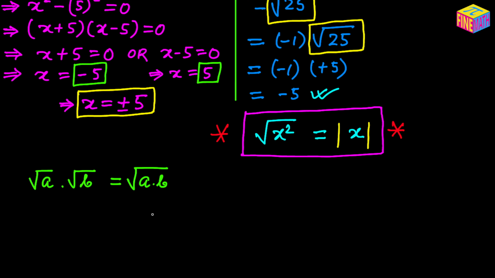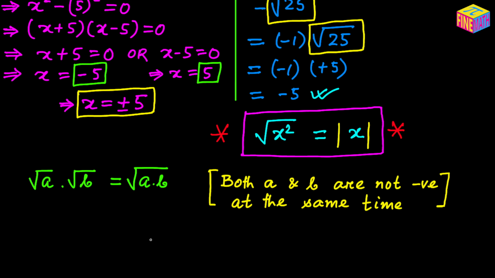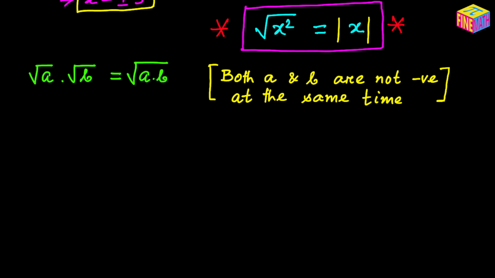So let me write down the condition here first. And that is the required condition, that both a and b are not negative at the same time. If one of them is negative, that is also okay. If both of them are positive, that's also okay. But if both of them are negative, then there is a problem and we cannot combine them like this. Now I'm going to show you with an example. So let's take this example. Let's say we have square root of 2 times square root of 3. That is equal to, both of them are positive.